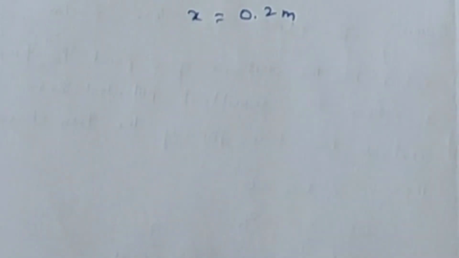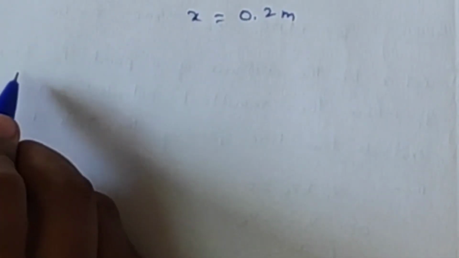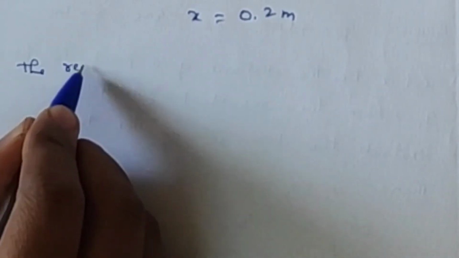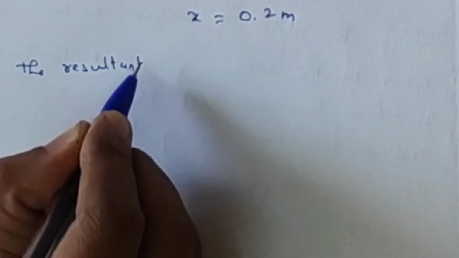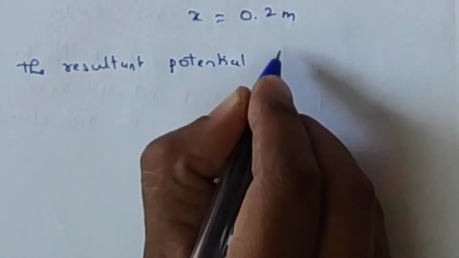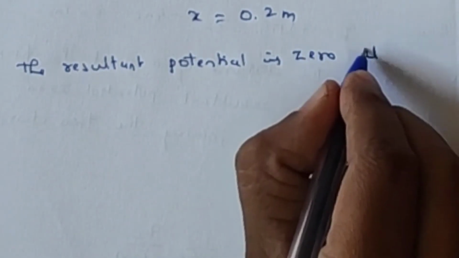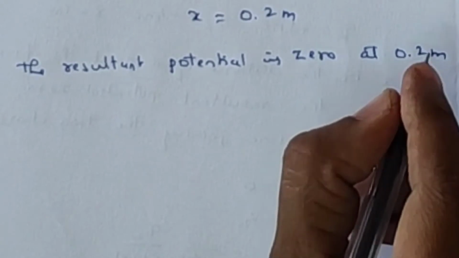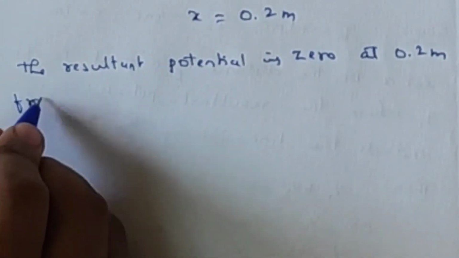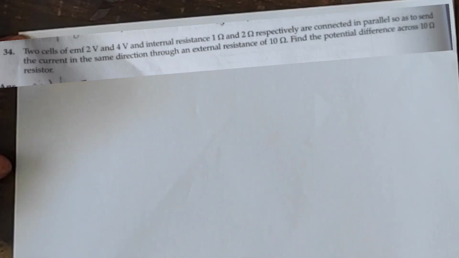So therefore the resultant potential is 0 at 0.2 meter from Q1.